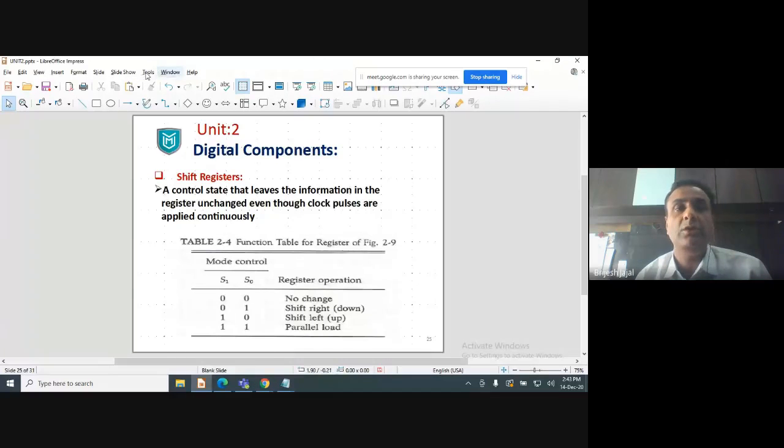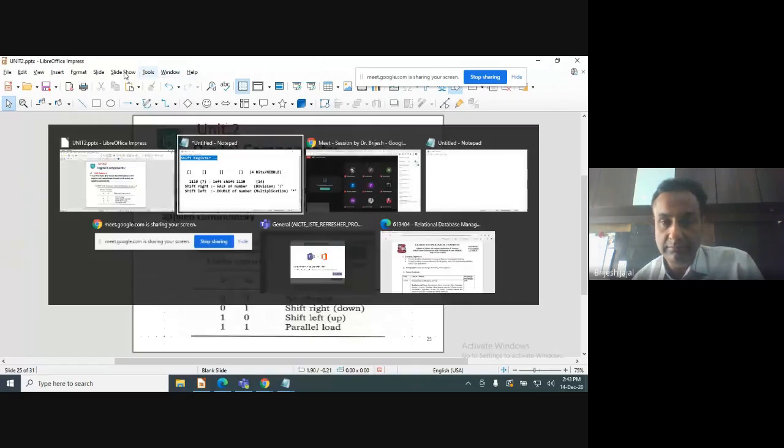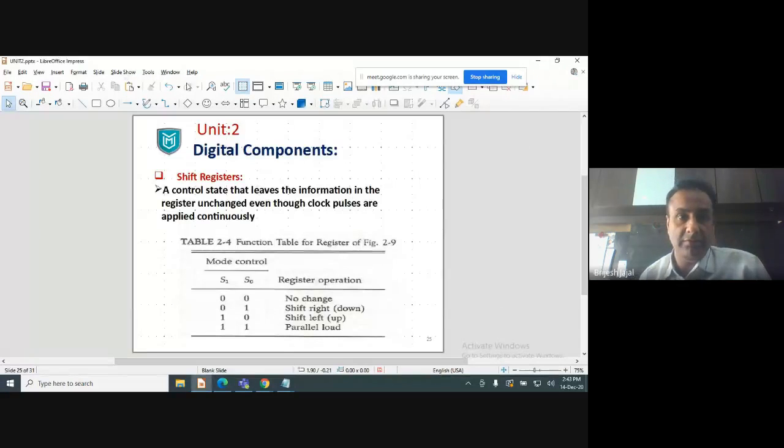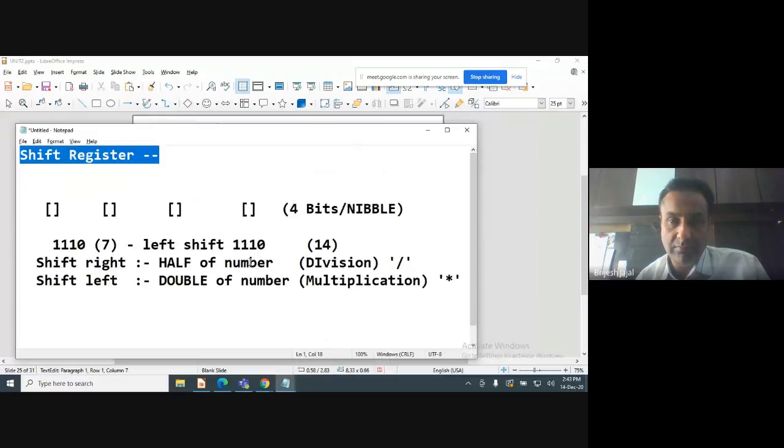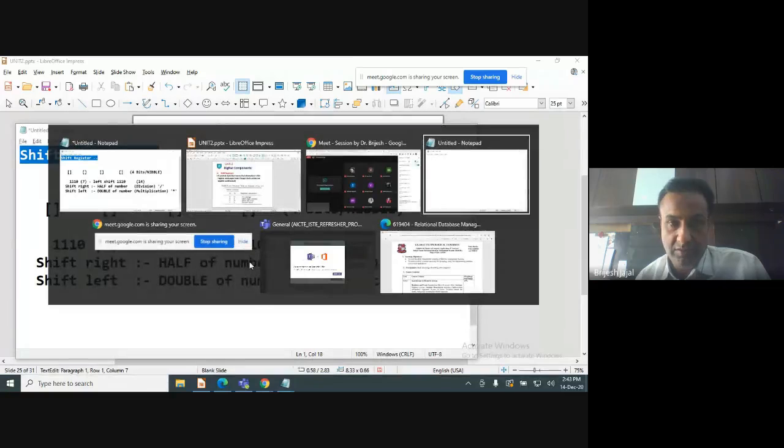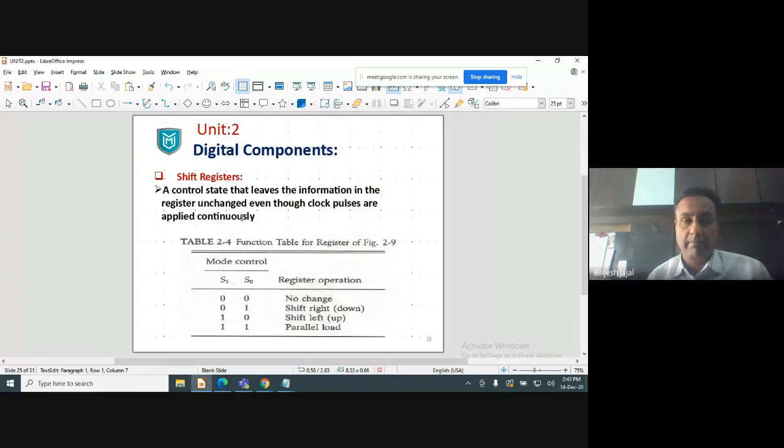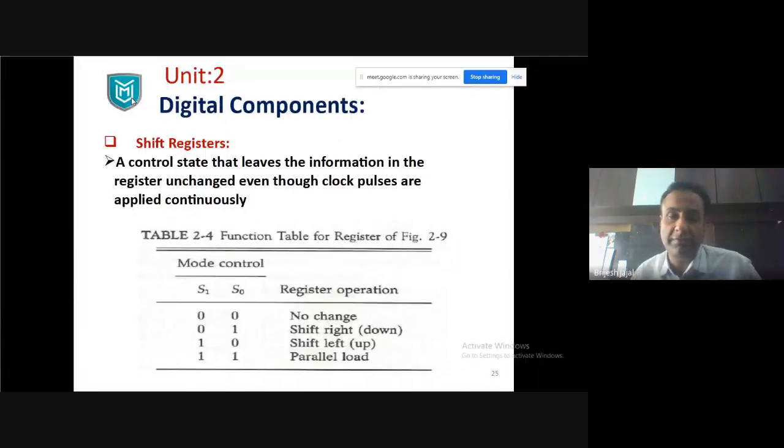Okay, now let's see. What is the table structure for it? Just a minute. Yeah.